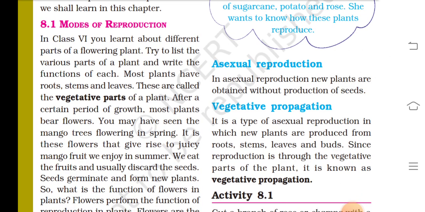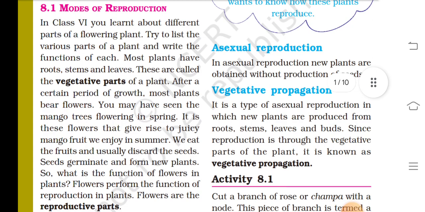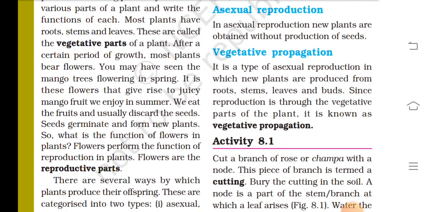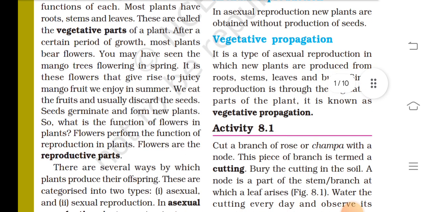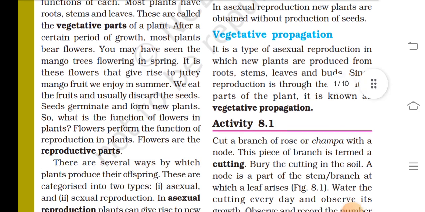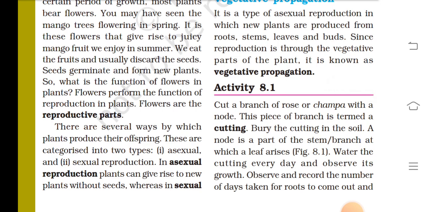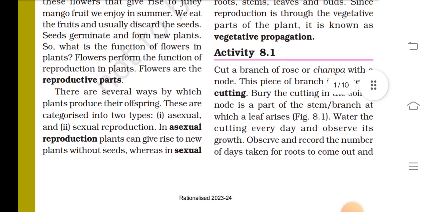Modes of reproduction. In Class 6, you learned about different parts of a flowering plant. Try to list the various parts of a plant and write the function of each. Most plants have root, stem and leaves. These are called the vegetative parts of a plant. After a certain period of growth, most plants bear flowers. You may have seen the mango trees flowering in spring. It is these flowers that give rise to the juicy mango fruit we enjoy in summer. We eat the fruit and usually discard the seed. Seeds germinate and form new plants.